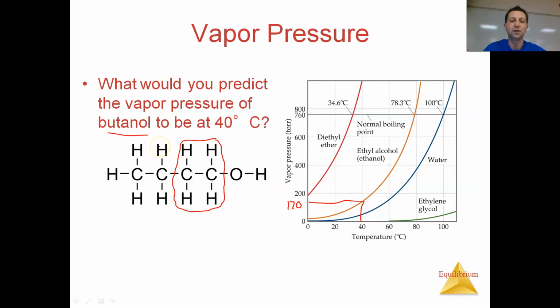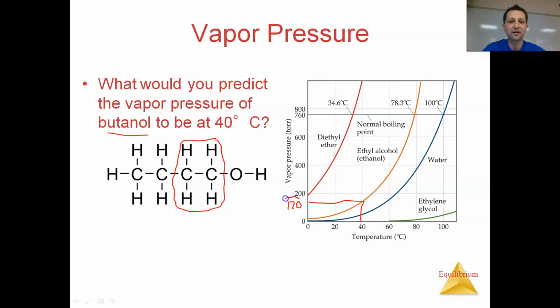Okay, so go back to what I had on a few slides ago. The greater your strength of intermolecular forces, the lower your vapor pressure is going to be, right? So butanol is held together with stronger IMFs. It doesn't evaporate as easily at 40 degrees Celsius, or really any temperature for that matter.